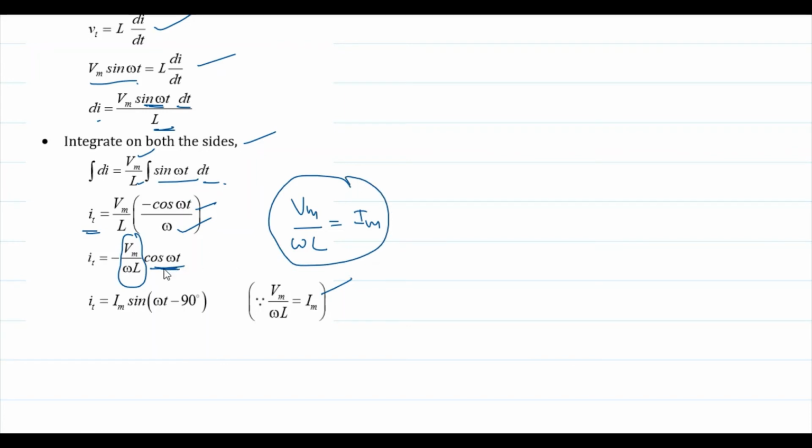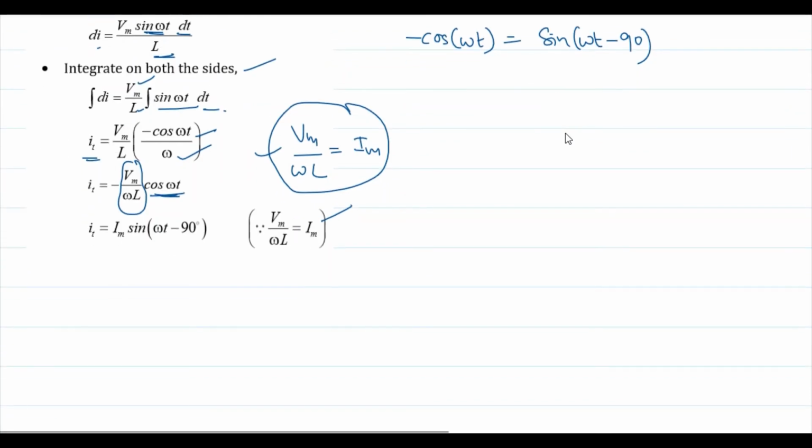Other than this Vm divided by omega L, we are only left with minus cos omega t. So minus cos of omega t can be replaced as sine of omega t minus 90. So we replace it with sine of omega t minus 90. Finally, we get the instantaneous current equal to Im sine of omega t minus 90.